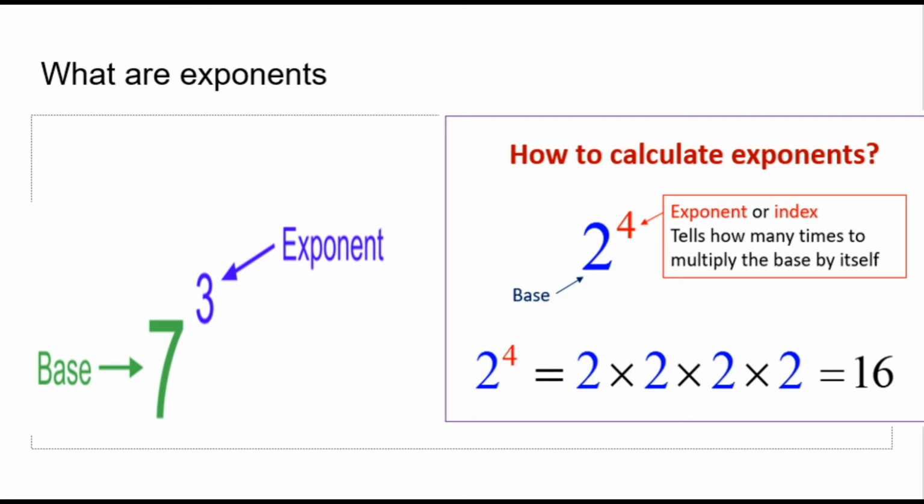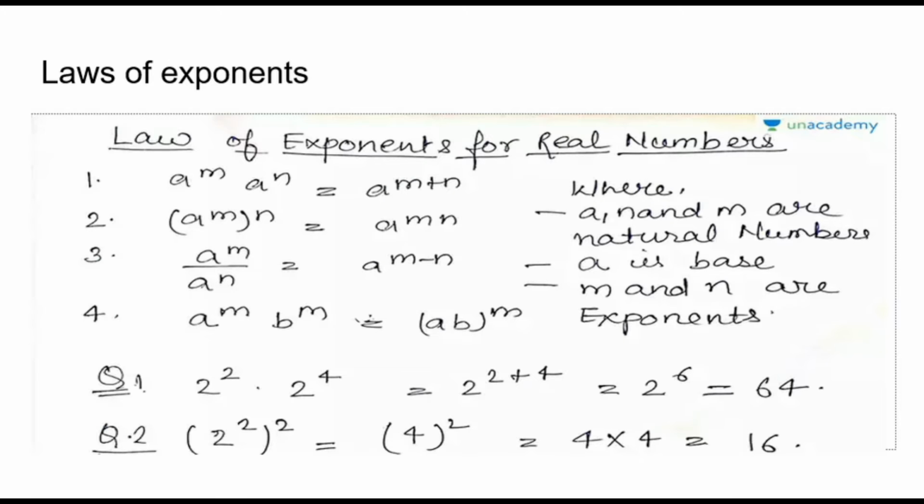Second law, a raised to the power m, raised to the power n, will be written as a raised to the power m into n. Third law, a raised to the power m upon a raised to the power n will be written as a raised to the power m minus n. The fourth law, a raised to the power m and b raised to the power m will be written as a into b raised to the power m.